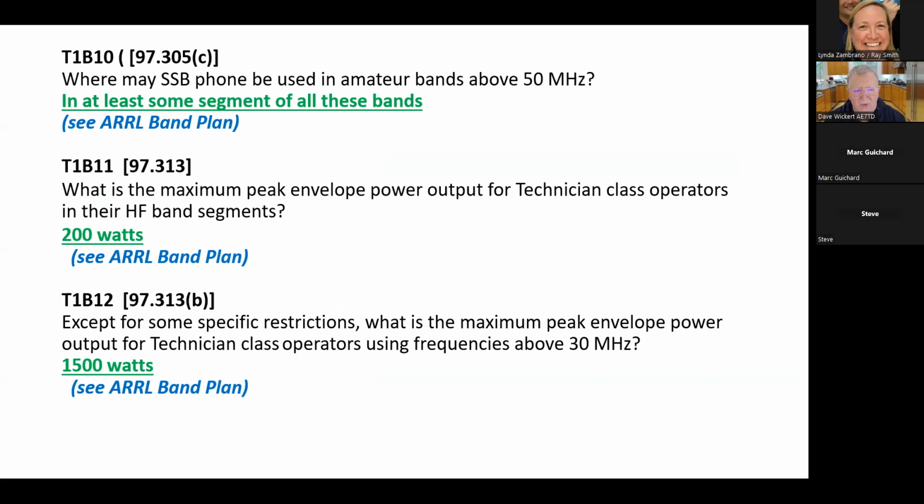Where may single sideband phone, this is microphone, voice transmissions, be used in the amateur radio bands above 50 megahertz? And at least some portion of every band above 50 megahertz has at least some segment that you could use your voice to be able to transmit on.